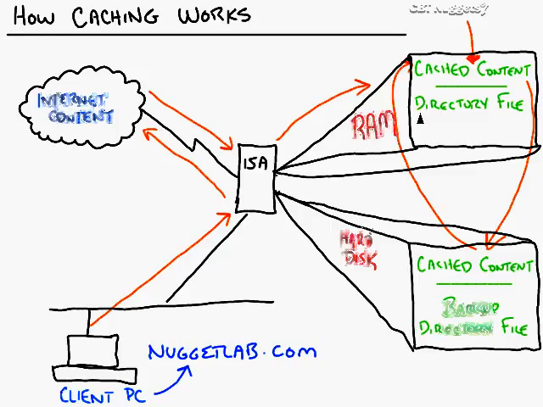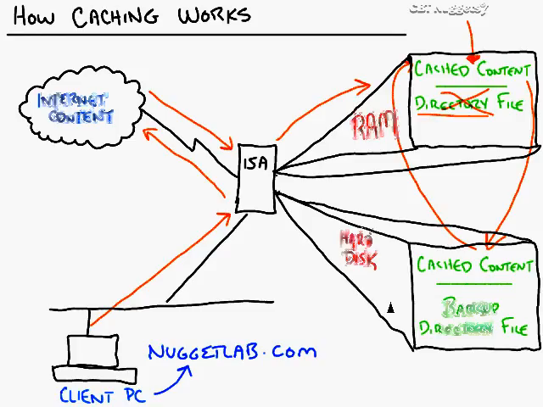Now, we also have this directory file, which is stored in memory, and it is a listing of every piece of content that ISA server has in its cache. See, ISA server doesn't want to have to look into a directory of files or something like that every single time it needs to figure out if something is cached. Instead, it has a very quick access directory file stored in the RAM listing every single website that is cached in that directory file. Now, since it's in the RAM, what happens if the ISA server reboots? Well, directory file is gone.